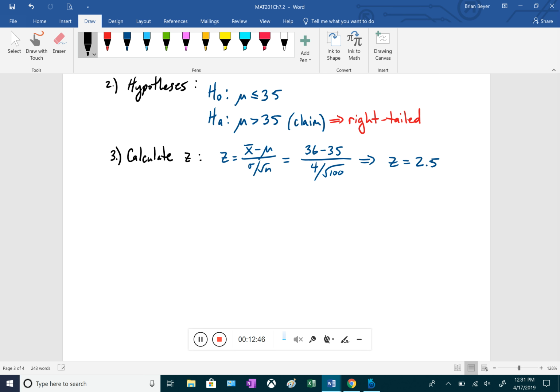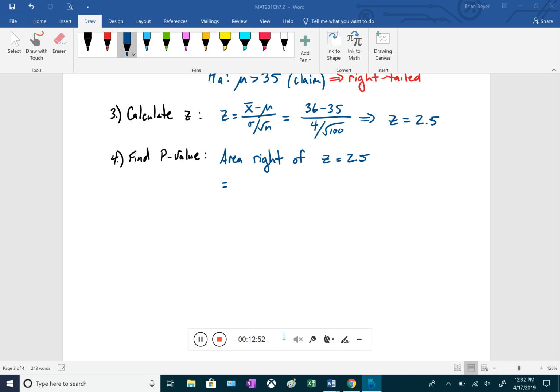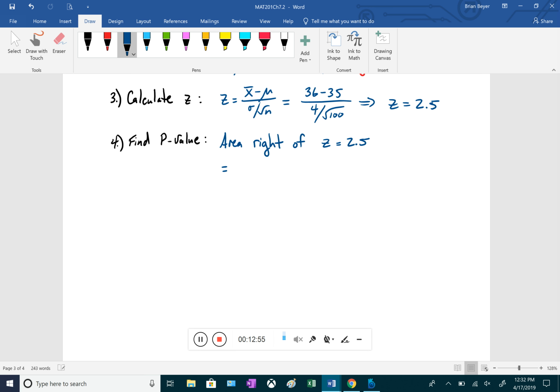Okay, so finding the p-value now. Since we're looking for the area to the right of that z-score, it's going to be 1 minus the area to the left. So 1 minus the value from the table. The value from the table is 0.9938. So this is going to give us 0.0062. So that is our p-value. P is 0.0062.